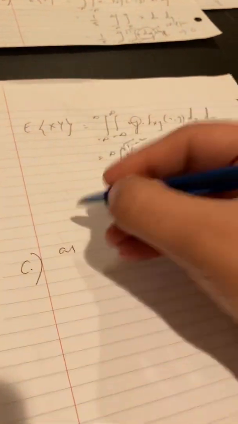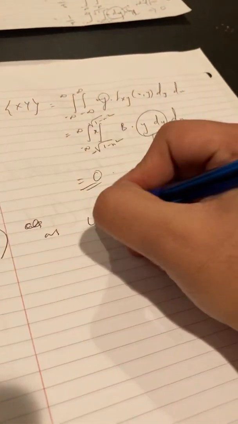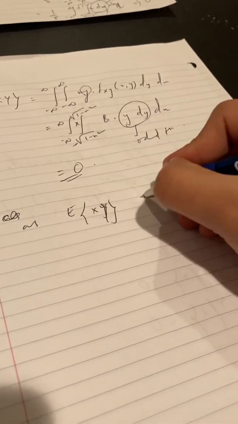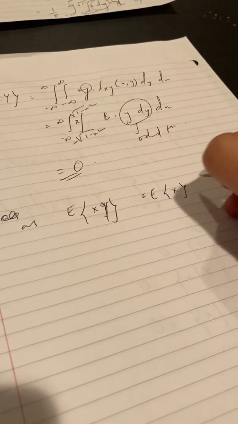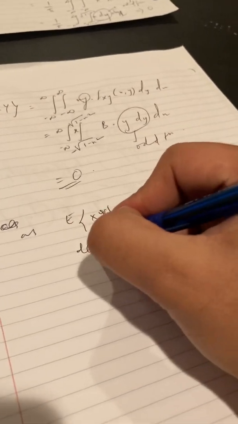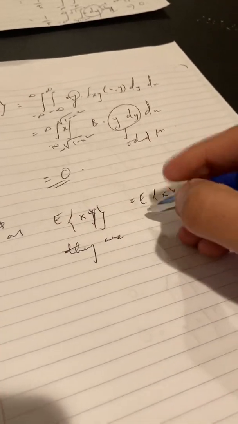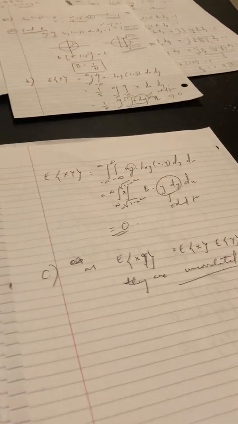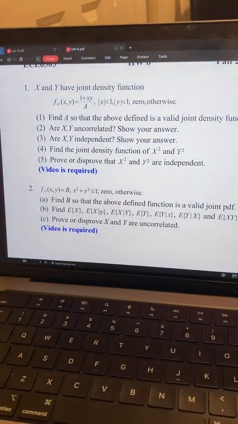So let us look at part C. Here, as E of XY is equal to E of X into E of Y, they are uncorrelated. So in this way I've solved question number 2.